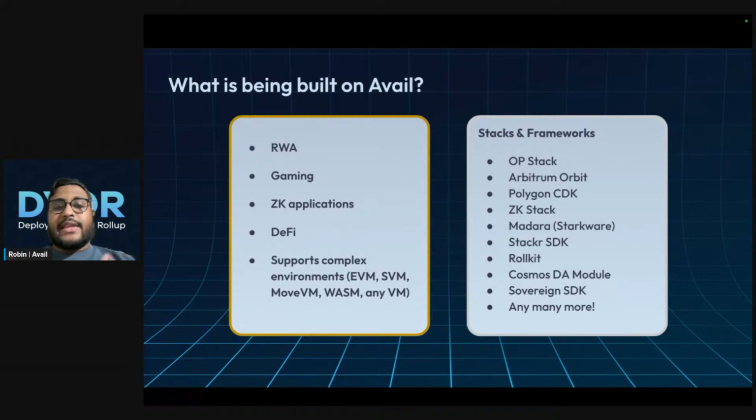And the powerful thing about Avail is that it supports complex environments, and it's not just EVM focused, it's VM agnostic, meaning that you can use an EVM or a Solana virtual machine or a Move VM or a Wasm based machine or anything like that, right? Because Avail does not interpret the data that is being submitted to Avail, any VM can execute transactions, take the transaction data, and just dump it on Avail. So that's how you can maybe think about it in a general sense, right?